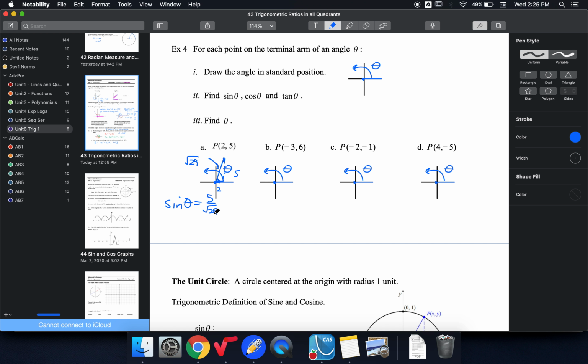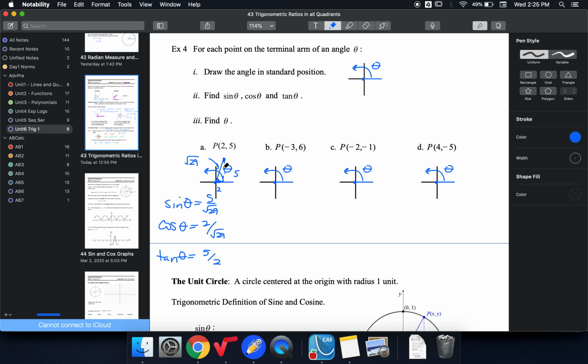And I'm not going to rationalize the denominator here because I like to see opposite side and hypotenuse. Cosine is 2 over root 29. And the tangent value is going to be 5 over 2. Notice, written this way, I can just ignore those root 29s because they'll cancel each other out. So tangent is my sine over cosine.